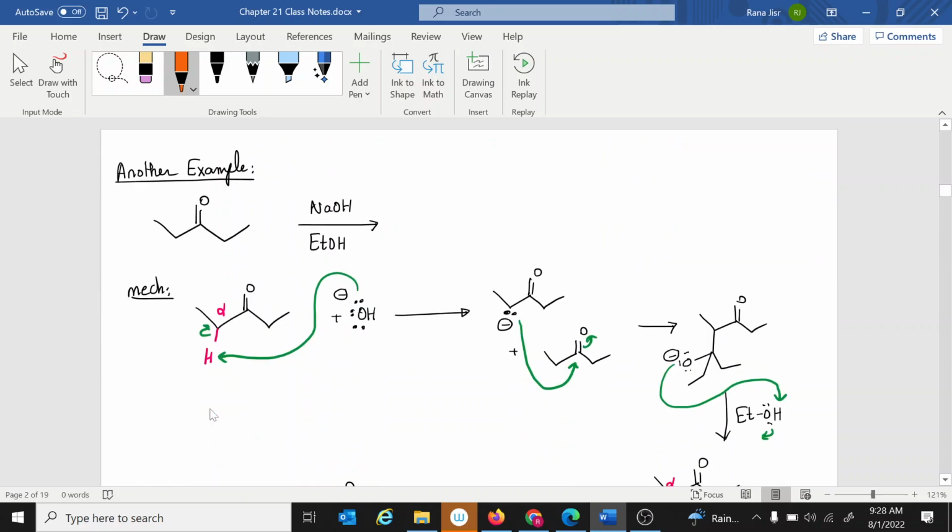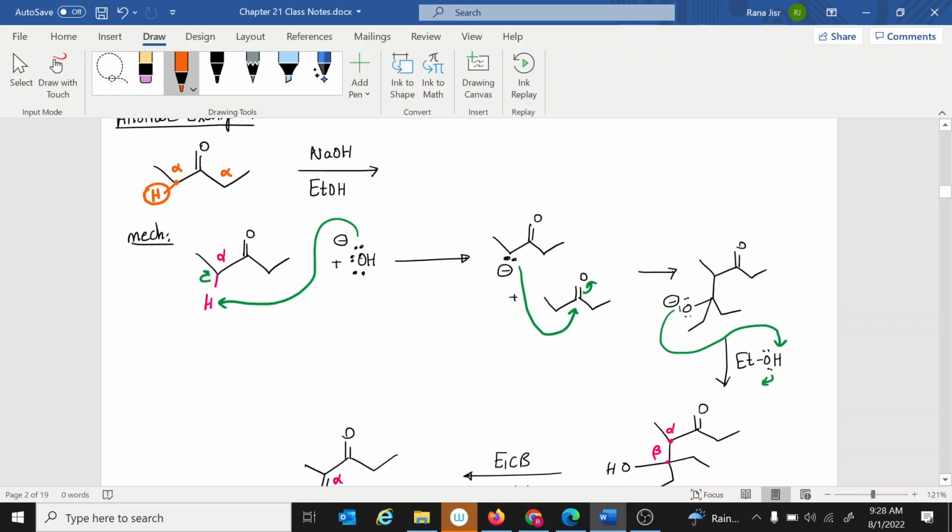Okay, another example, this is a ketone. This is a symmetrical ketone here, so you will have basically one type of alpha hydrogen. So here you do have an alpha hydrogen there. So the base is going to come and take the alpha hydrogen, make the enolate, use another mole of the ketone, form a negative charge.